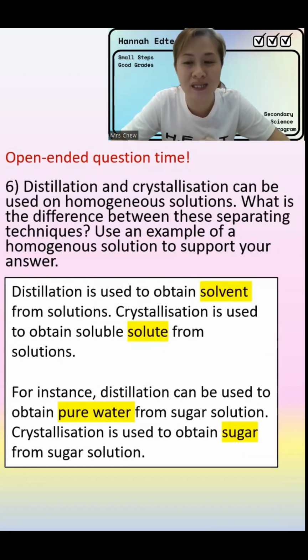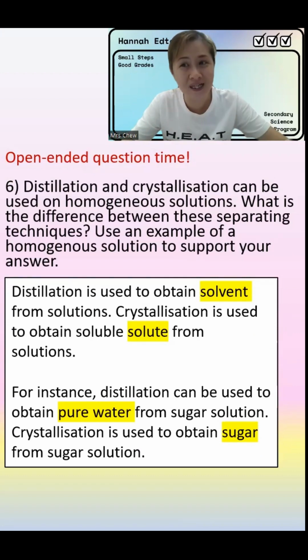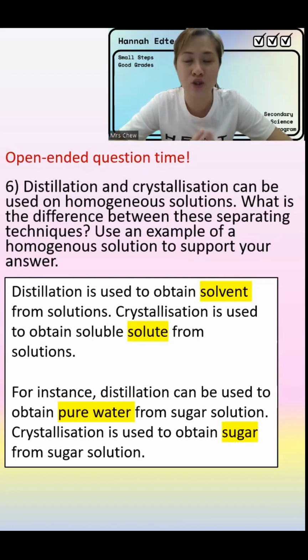Distillation is used to obtain solvents, like our distilled water. Simple distillation is to obtain water. And crystallization is used to obtain solute from solutions. So for instance, distillation can be used to obtain pure water from sugar solution, and crystallization is used to obtain sugar from sugar solution.